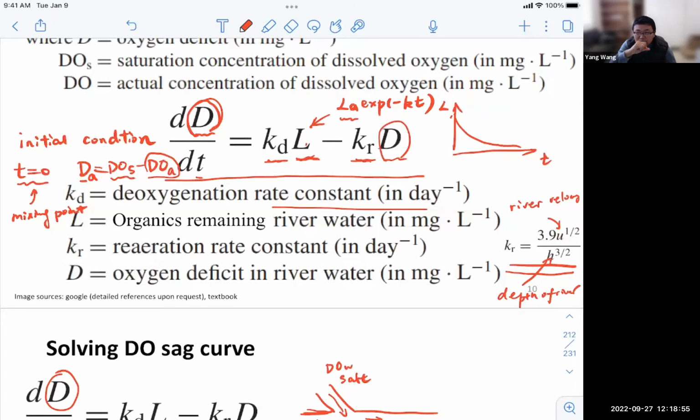If you have a very shallow river, then it's easier for the oxygen to get in. If you have a very deep river, then it's more difficult to let the oxygen get back into the river, right? So that's why depth is in the denominator, and the velocity is the numerator. So there's a positive correlation between the reoxygenation rate, the reaeration rate, and the velocity, and a negative correlation between the reaeration rate and the depth. Okay, so this is a simple equation to determine these values.